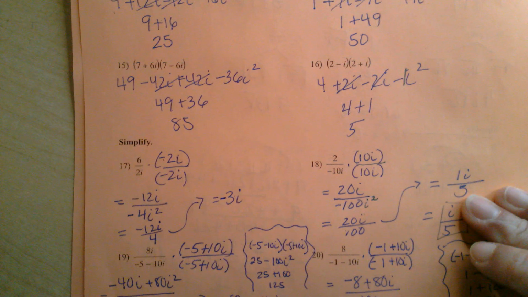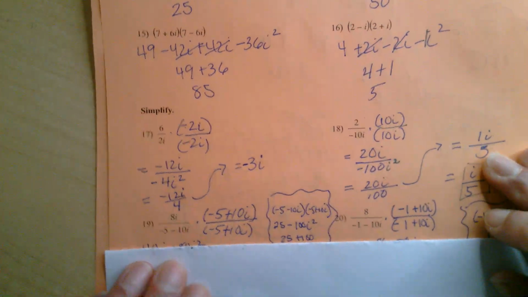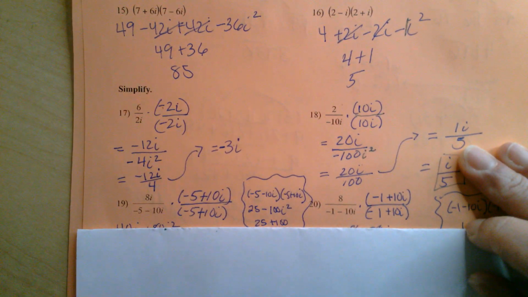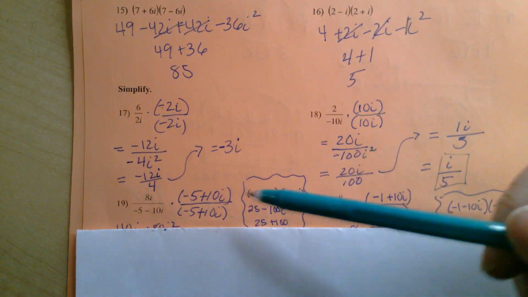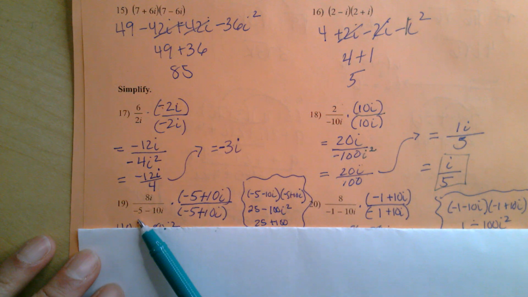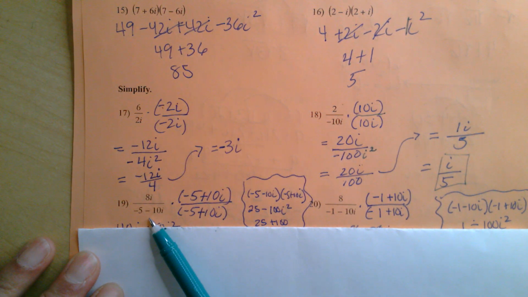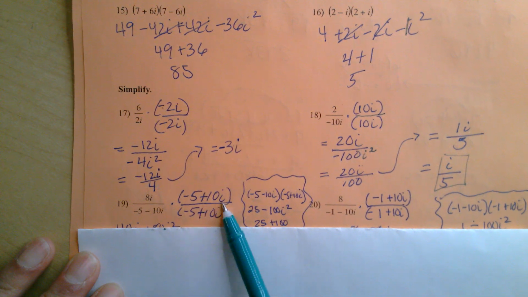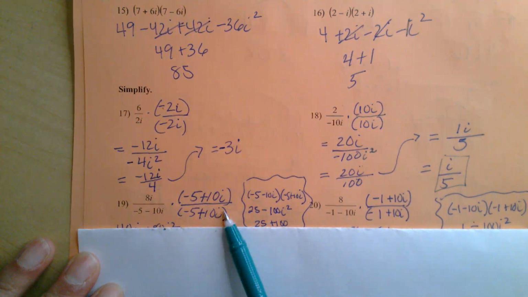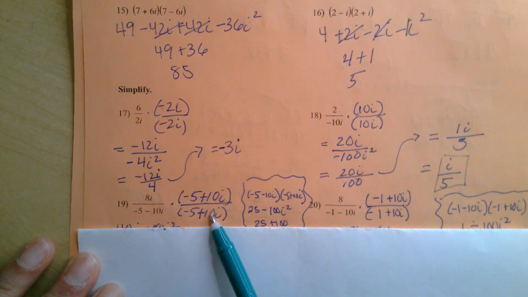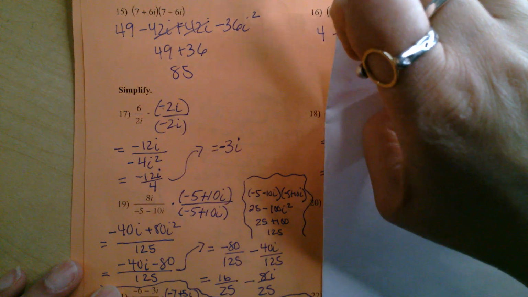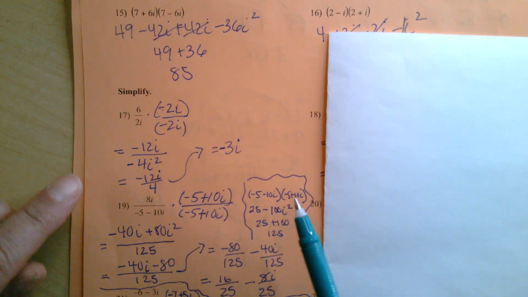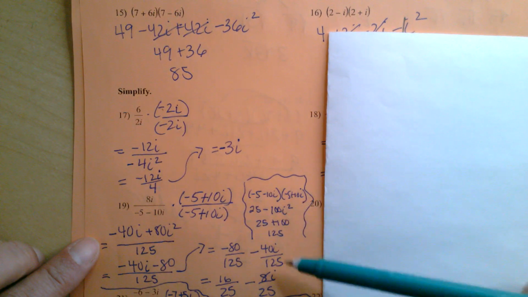Okay. Number 19. And I did some extra work here. I'm going to show you this and then I'm going to reveal the whole answer. So we have to take the complex conjugate of negative 5 minus 10i. So it's going to be negative 5 plus 10i. So we're going to have to multiply both numerator and denominator. So this is a little bit longer. You're going to see work that I've done over here.